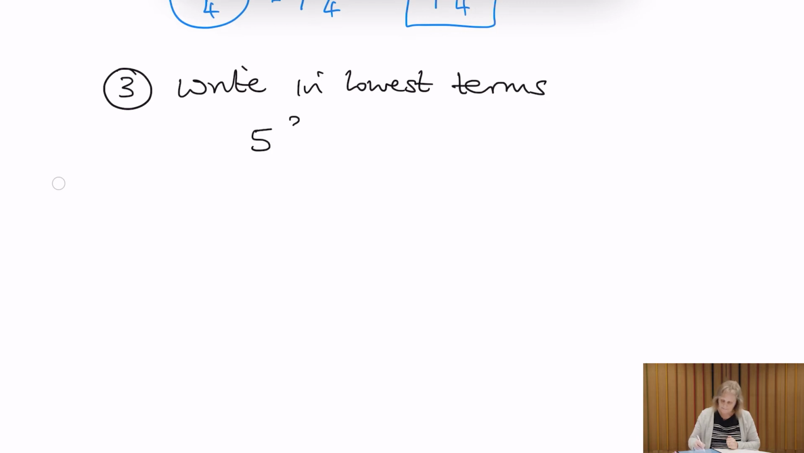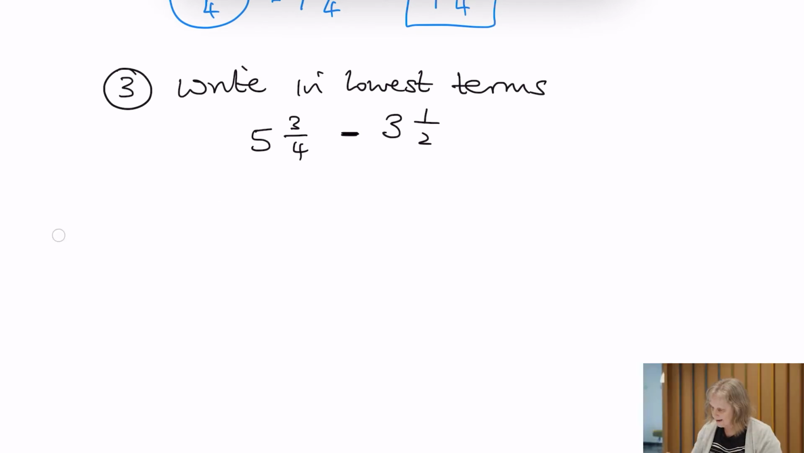So we've got 5 3/4 subtract 3 1/2. I've just used the previous question, but now instead of adding, I'm just going to subtract. Again, we've got mixed numbers, change them to improper fractions, ideally. 5 times 4 is 20, 20 plus 3 is 23, the denominator stays the same as 4.